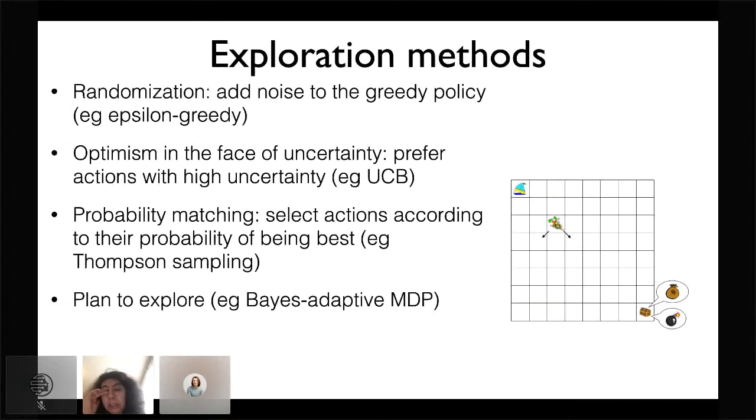There are many different exploration methods that have been studied. A lot of the time, what we do is simple randomization, just adding some noise to the policy. One interesting approach is optimism in the face of uncertainty, which means that the agent will prefer to take actions with high uncertainty because that leads to high learning. Thompson sampling is very popular. It's a probability matching technique where the agent estimates the probability of each action being the best and then picks an action according to that probability. And then there are fancier methods, like, for example, the agent deliberately planning to explore, which is very intensive computationally, but can lead to better sample efficiency.